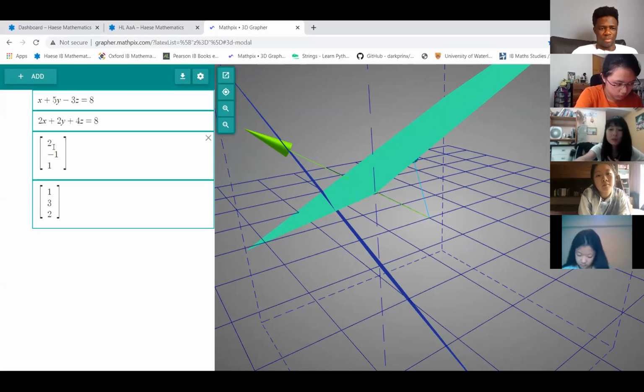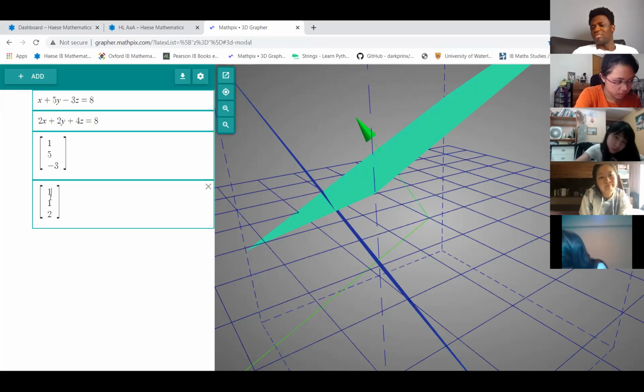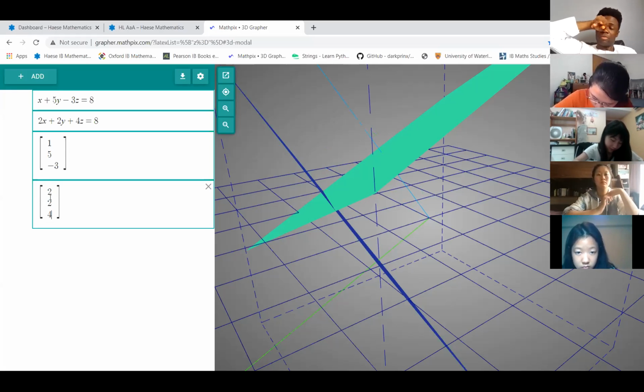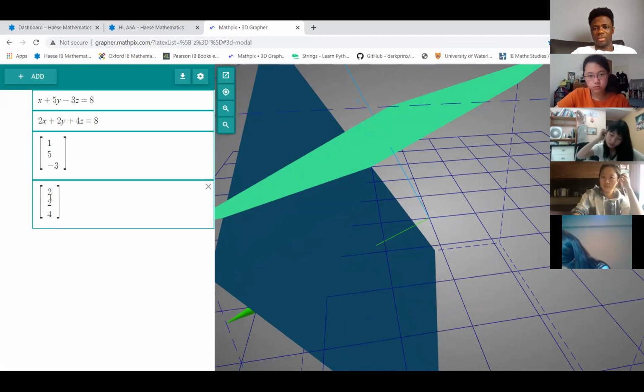Now, these are not their normals, because this is the previous normal. So the normal vector would be (1, 5, -3) as the first one. For the second, the normal will be (2, 2, 4). The normal vector doesn't have to be (2, 2, 4); it will also work with (1, 1, 2). The only difference is the length. But from the equation, the normal vector is actually (2, 2, 4). It's just about the length. So if you are looking for distance, it will be a bit different.